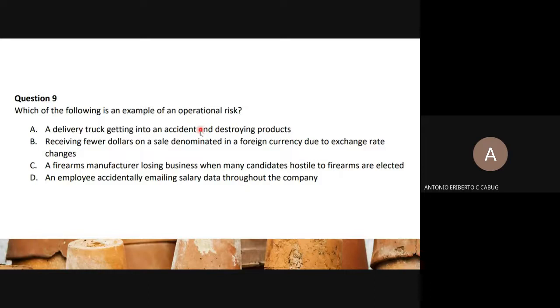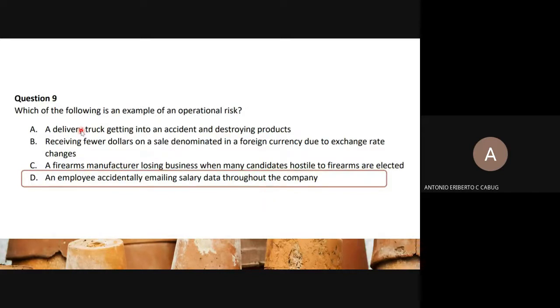Okay. Which of the following is an example of an operational risk? Kapag silent, doon tayo sa failed internal process. Correct answer is letter D. An employee accidentally emailing salary data throughout the company.